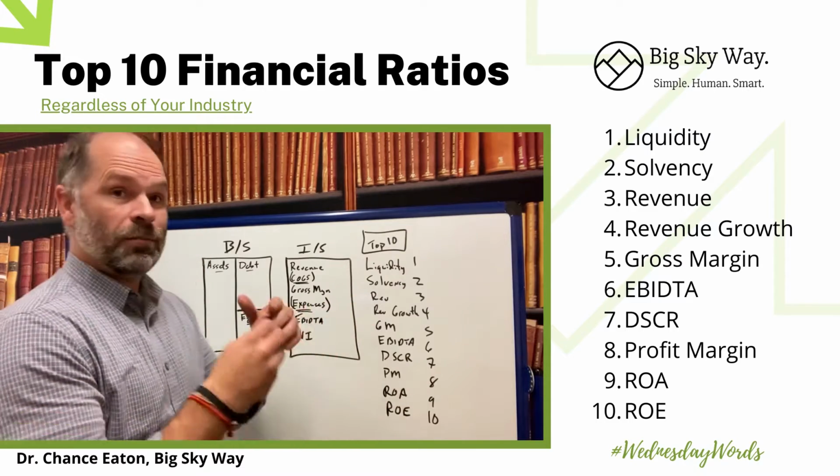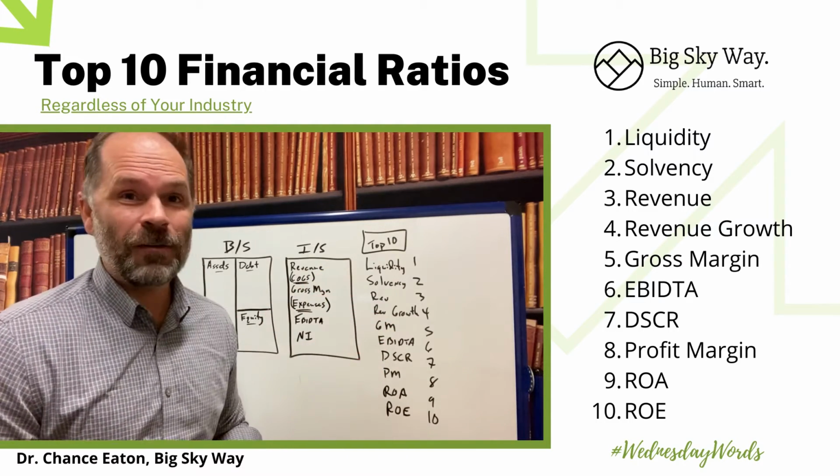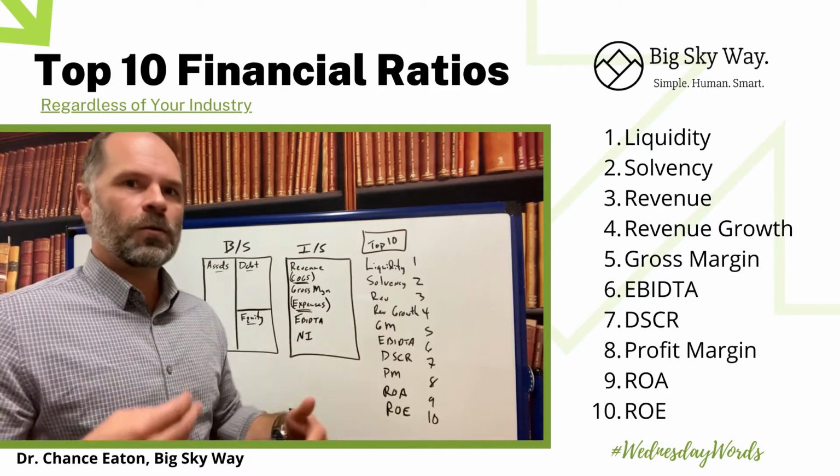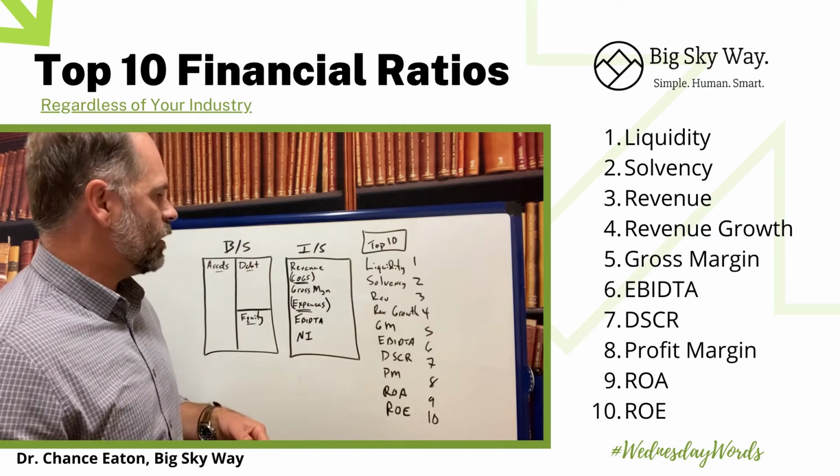Ratio number 3, or metric number 3, I should say, top line revenue. Just what is that number? And metric number 4, what is that revenue growth, that top line growth? That's something I'm drawn to right away.